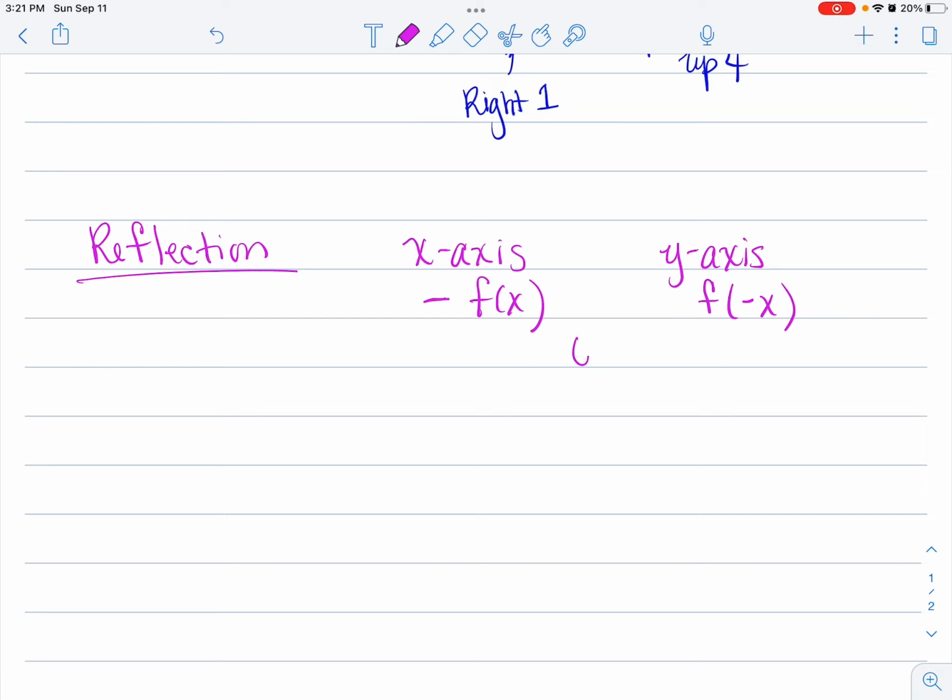If you want to flip it over the origin, so this reflects it over the line y equals x, or it flips it both over the x and y axis at the same time, you literally do both things. You negate the whole function and the values of x.